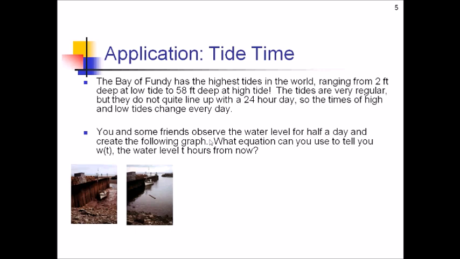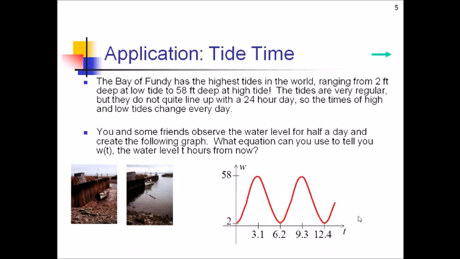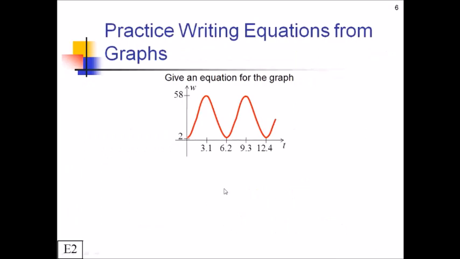So let's say you and some friends observe the water level for half a day and create the following graph. So it starts off at 2 feet and fluctuates throughout the day like so. What equation can we use to tell you W of t, the water level, t hours from now? Might be useful to know if you're going out fishing whether you're at low tide or high tide, right? So here's the official problem. Try to get an equation for this graph here. Pause the video and try it.